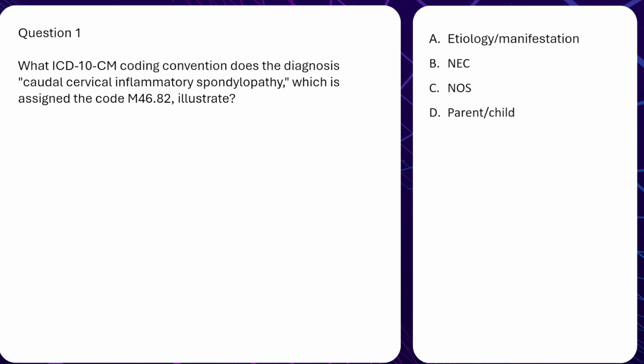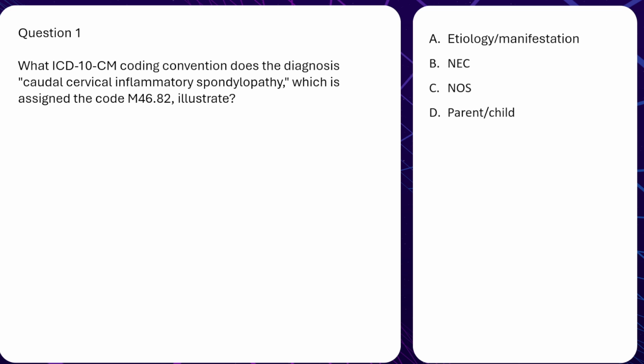Some of the most common mistakes coders have are coding directly from the alphabetic index without verifying in the tabular list, not coding to the highest degree of specificity based off of the documentation, or overlooking notes or instructions. So always double check. Now let's actually go over a few examples. So I'm actually going to start out with one that's going to be a little bit tricky at first. What ICD-10-CM coding convention does the diagnosis code caudal cervical inflammatory spondylopathy, which is assigned code M46.82, illustrate?